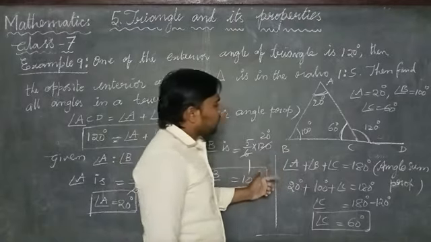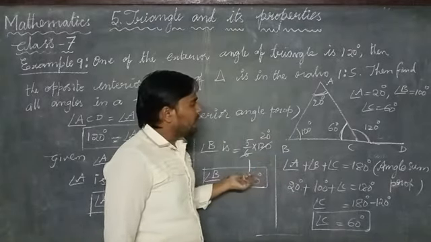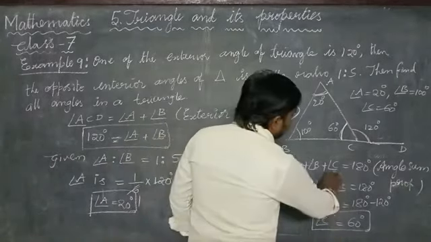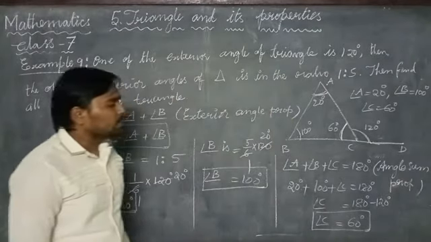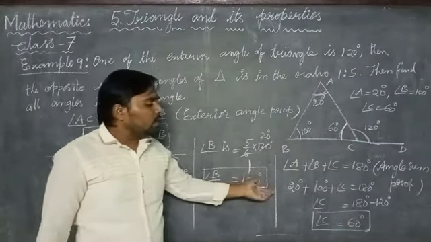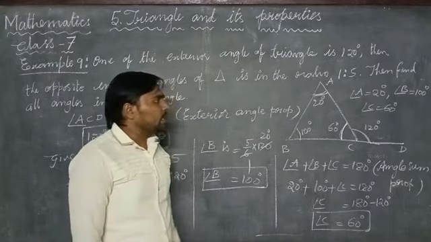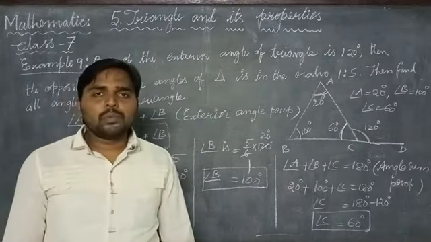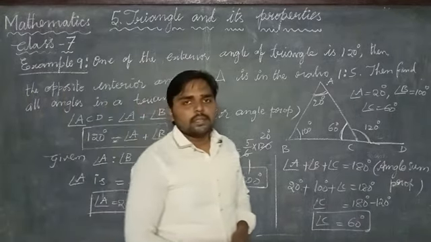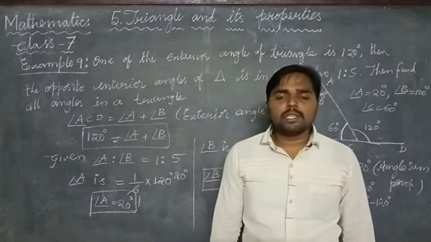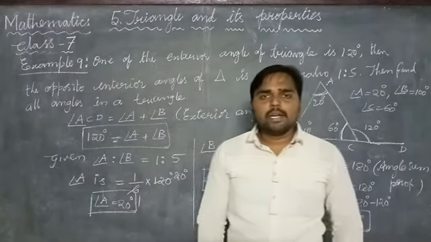And after finding the two angles in a triangle, we can find very easily with the help of angle sum property of a triangle, angle C. Okay, angle C equals 60 degrees. In this way we can find the angles in a triangle by using exterior angle property of a triangle.